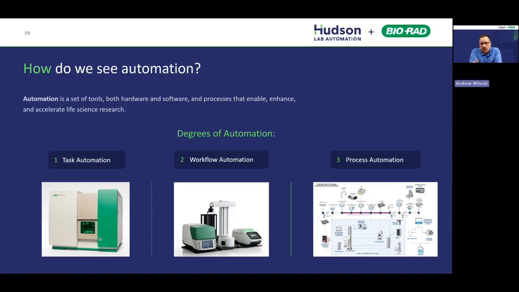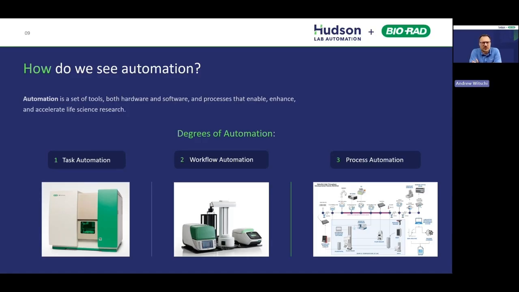So breaking this down a little bit further in terms of how we see automation, automation is a set of tools, both hardware and software, combined with processes that enable, enhance, and accelerate life science research. That's divided into a couple of different groupings or types of automation. I think first, most people are familiar with task-based automation. In task-based automation, you're really looking at the alternative from, do I do something manually versus do I get a tool that can do it for me?